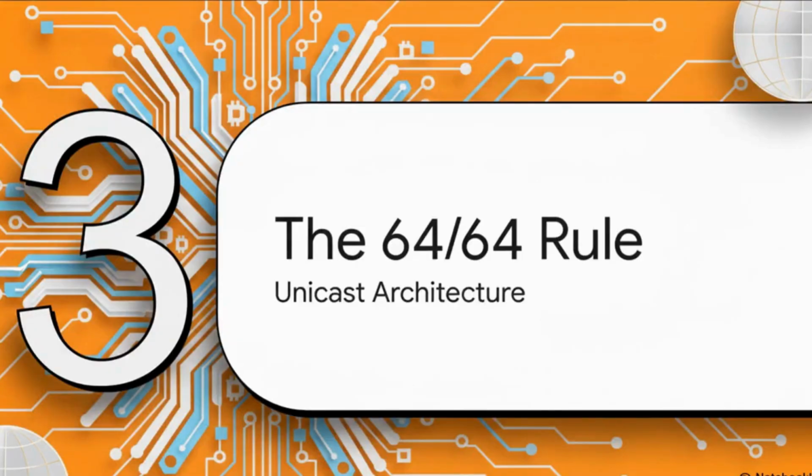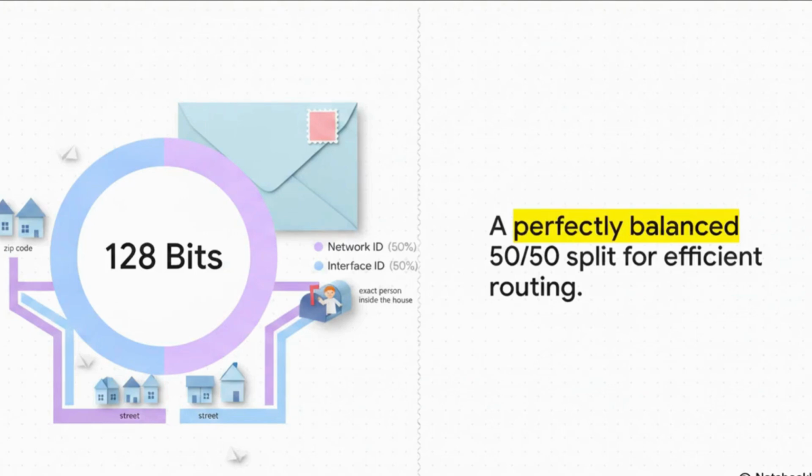Section 3. The 64 by 64 architecture rule. Building the address. So how do we actually organize all 128 bits of data to efficiently route traffic across the world without causing pure chaos? Well, it all comes down to a perfectly balanced 50-50 split. The address is cut exactly in half, 64 bits for the network ID and 64 bits for the interface ID.